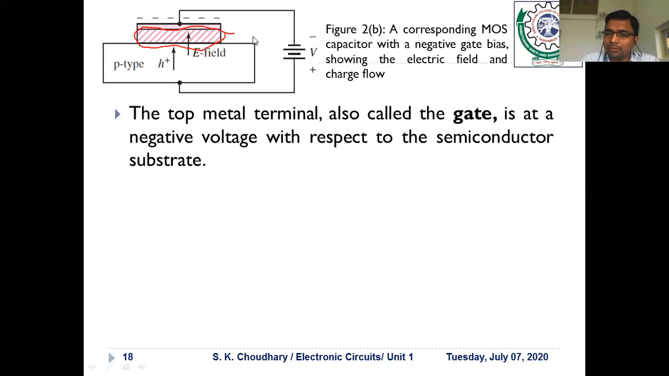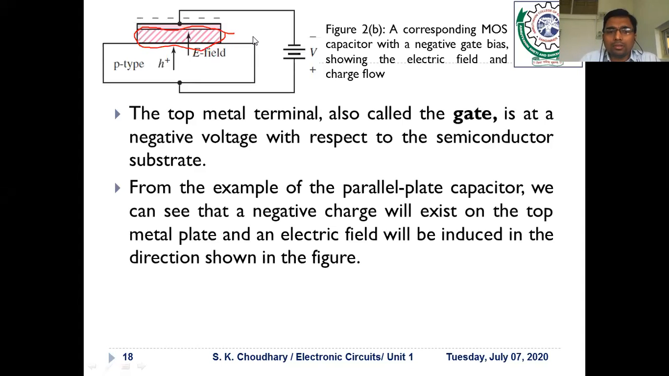Okay, and when you apply the voltage, a similar voltage we are applying at the top. There is aluminum metal where we have applied the negative polarity of the voltage source, and at the bottom plate, where the semiconductor is, we have applied the positive polarity of the voltage source. Then what happens? Negative charge starts to deposit on the surface of the metal. So the top metal is called the gate, and it is at a negative voltage with respect to the bottom semiconductor substrate.